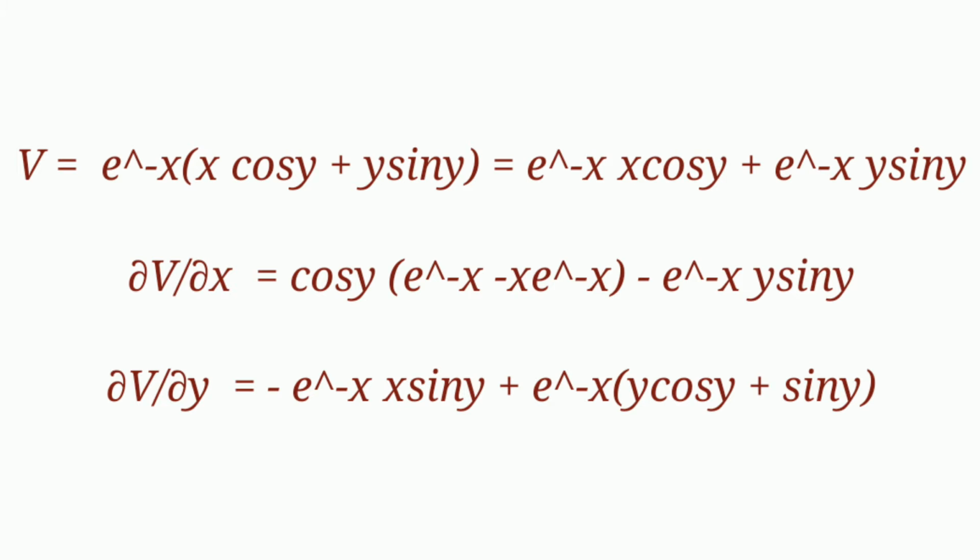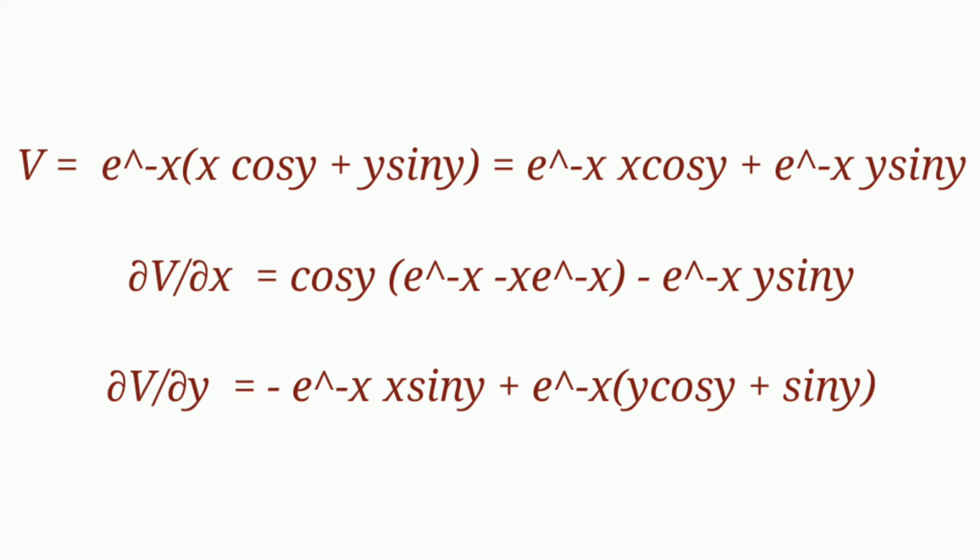So, its derivative is first function e^(-x) into derivative of x, which is 1. So, e^(-x) plus x into derivative of e^(-x), which is minus e^(-x). So, the term is minus x e^(-x).